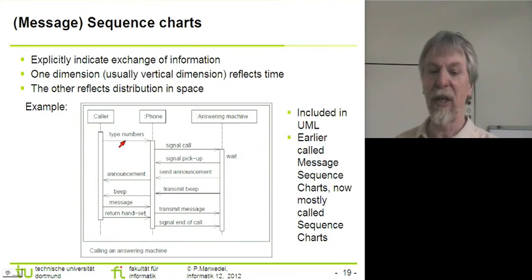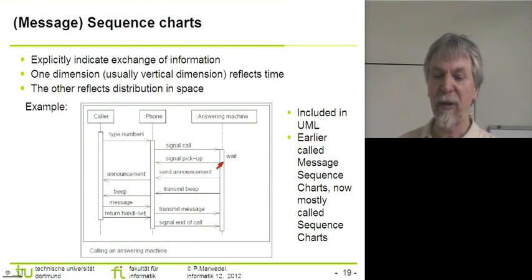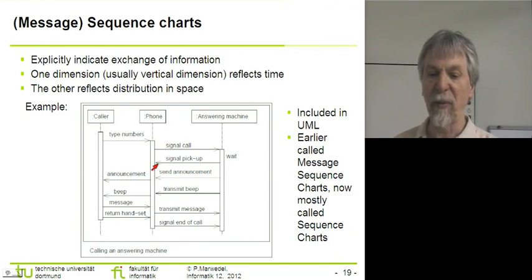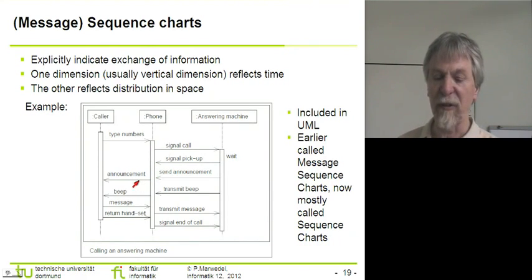And the caller is then typing in numbers to his phone, and his phone is then sending a signal to the answering machine. The answering machine is waiting for some time, and then when the answering machine gets the impression that no human is picking up the phone, the answering machine is simulating a pickup, and it's then sending an announcement, and this announcement is then forwarded to the caller. And also there is this beep, which is forwarded to the caller. And the caller could then send a message, and the message would be sent to the answering machine.